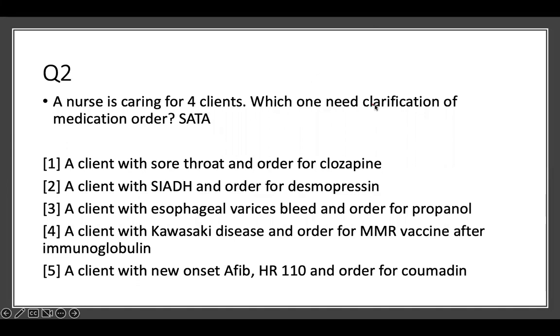Which one needs clarification of medication order? Select or apply. And this is caring for 4 clients, so we want to see who has a problem. A client with sore throat and an order for clozapine. Something should be ringing in your ear. Clozapine is a medication they really love.